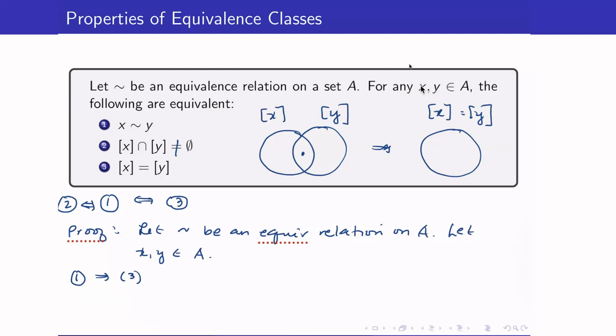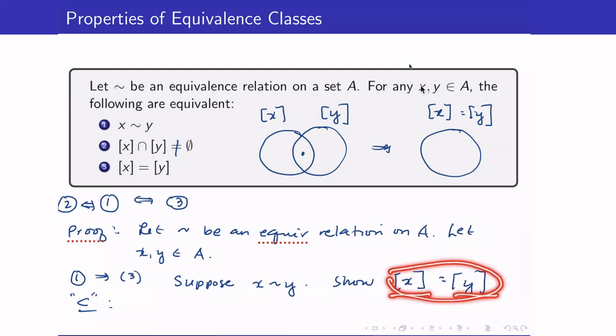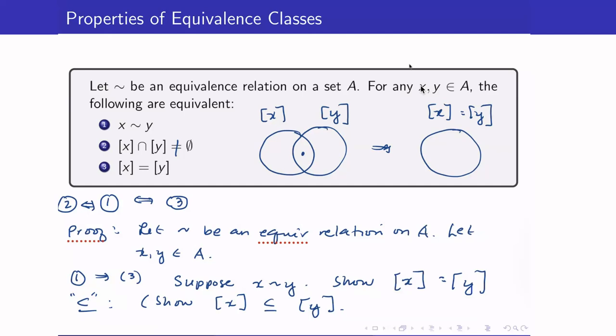Now I will proceed with 1 implies 3. So 1 implies 3, so that means our assumption is that X is related to Y. We want to show that the equivalence class of X is the same as the equivalence class of Y. Since we are showing that two sets are equal, we need to show two things, right? They are subsets of each other. So for the first one, we want to show that the equivalence class of X is a subset of the equivalence class of Y. So how do we show that a set is a subset of another? We get an arbitrary element of the first set and show that it is an element of the second set. So we'll have, let Z be an element of the equivalence class of X.